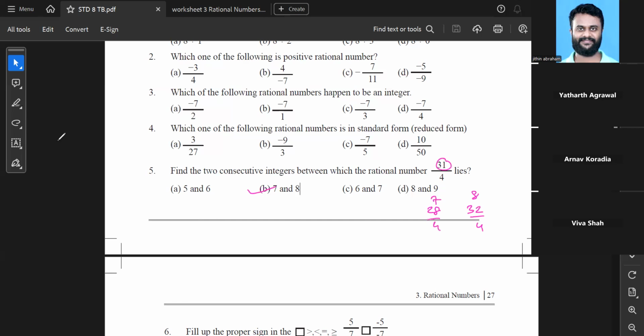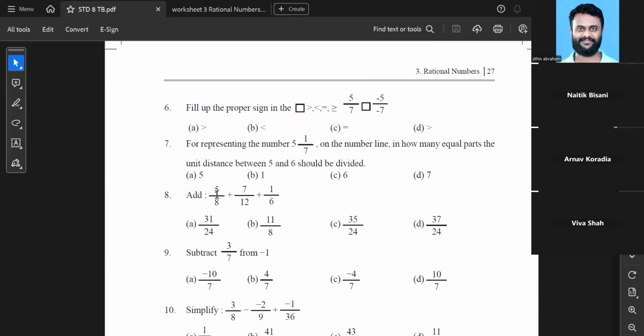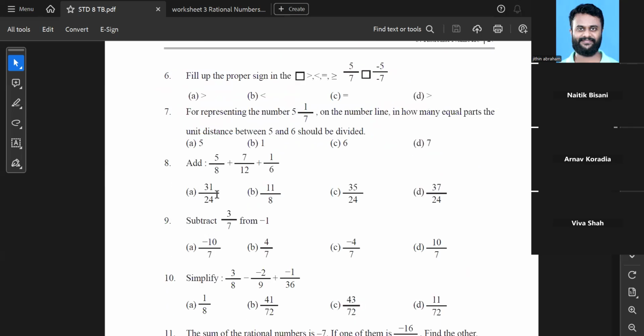Sir, actually, for 5 seconds the network of my place just flickered. So you just gave the explanation that 4 7s are 28, so it becomes 7 point something. So that is why it is 7 and 8, right? Correct. Okay, sir.